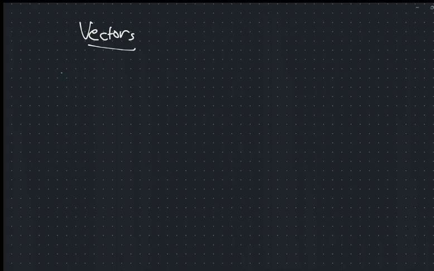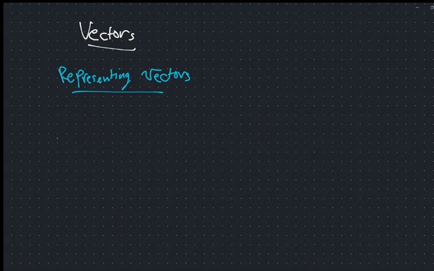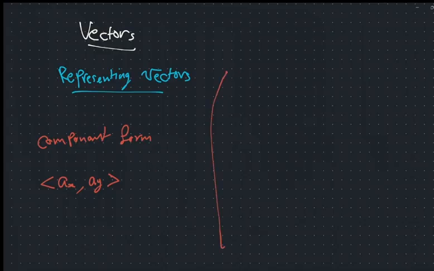Now let's move to representing vectors. Now, the way we will represent vectors is using something called the component form. The component form is actually something like this, where you have this type of brackets, and in the start you will have the x projection, and in the end you will have the y projection. Let's compare it to the Cartesian system or the coordinate plane to better understand it.